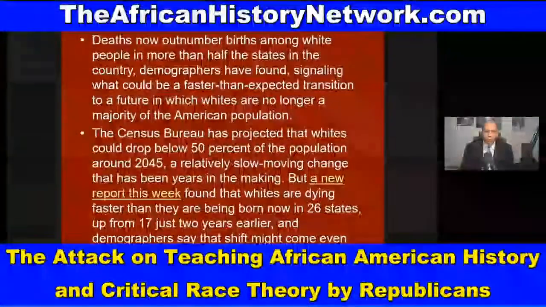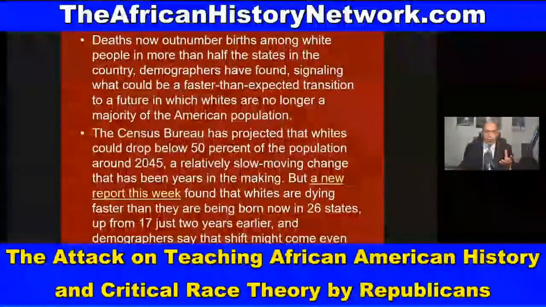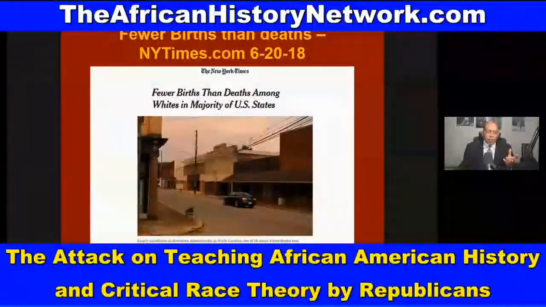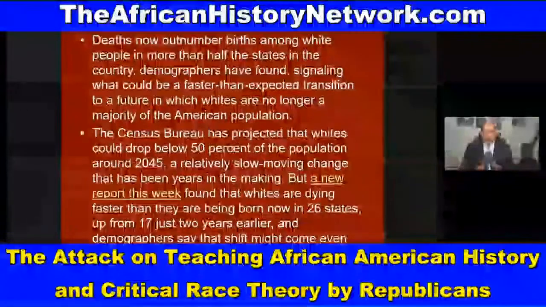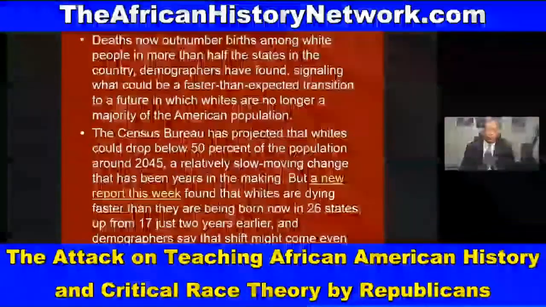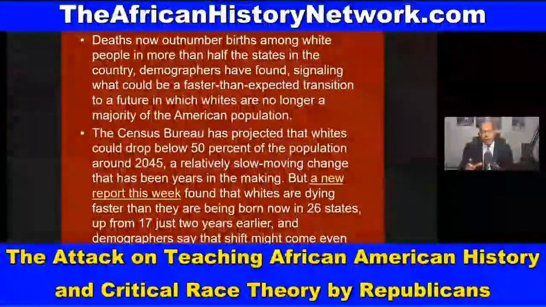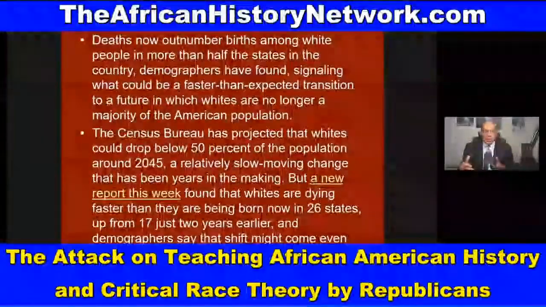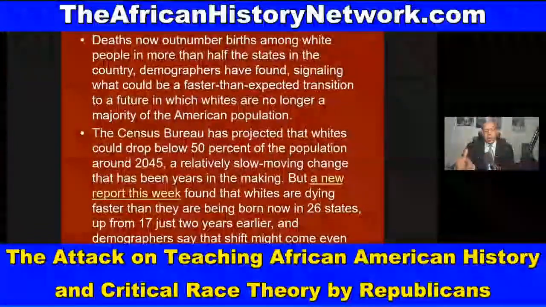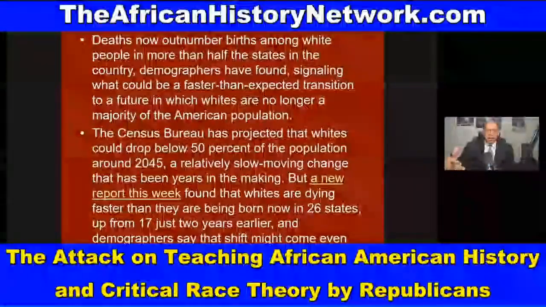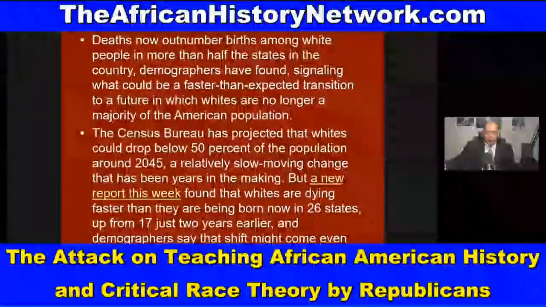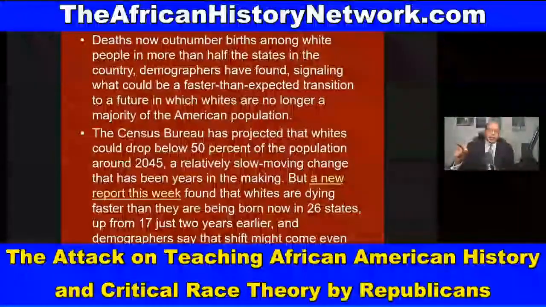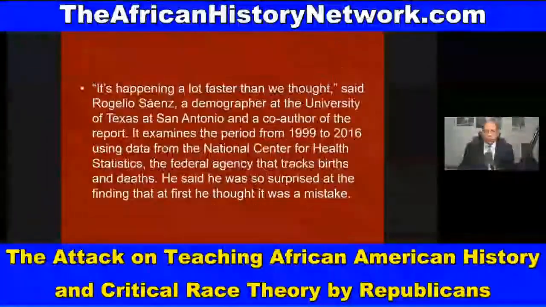But a new report this week, when this article came out in June of 2018, found that white people are dying faster than they are being born now in 26 states out of 50, which is up from 17 states out of 50 just 2 years prior. And demographers say that shift might come even sooner.